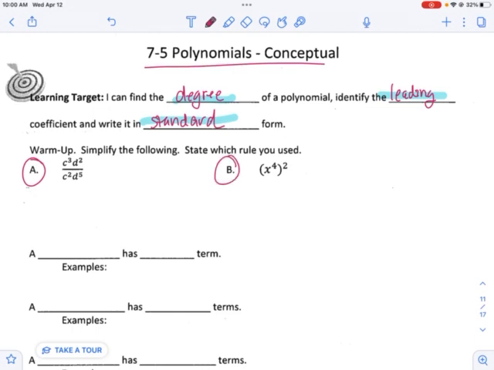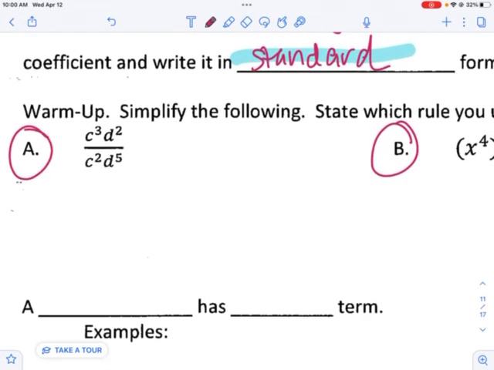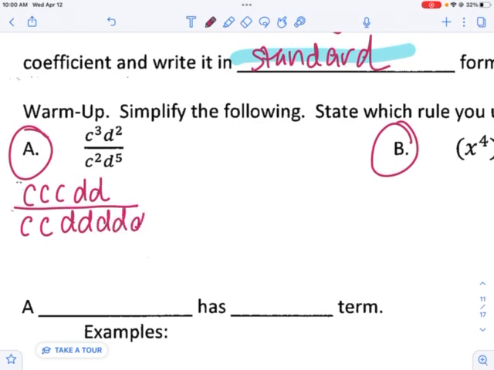Hit pause and go ahead and apply some of the rules that you learned in early chapter 7 to simplify the following. All right, hopefully you had, if you didn't use the rules, you could always expand and find like terms to cancel. All right, so let's use the rules and we'll come up with the same exact answer.